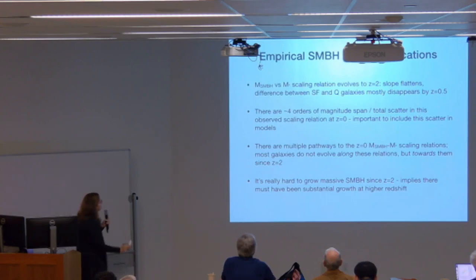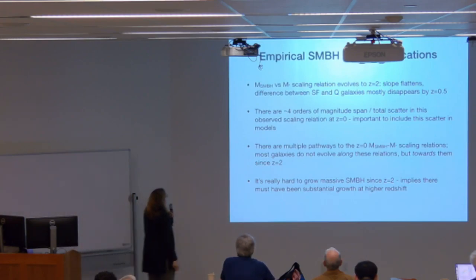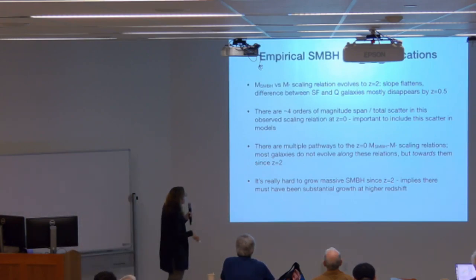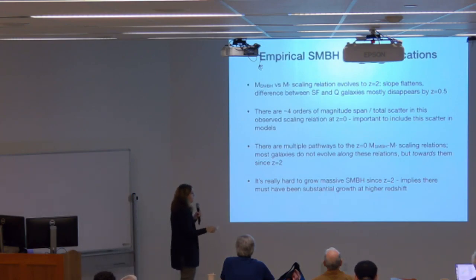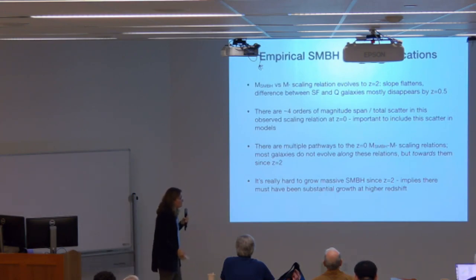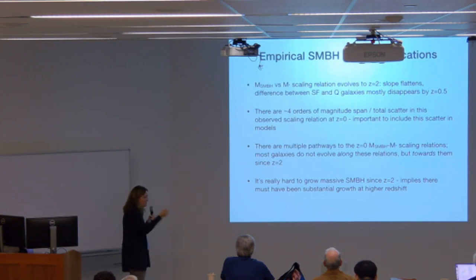Okay, so last slide, the implications. The black hole mass versus stellar mass scaling relation, we're saying that it should evolve to redshift 2. The slope should flatten. The difference between the starburst and quiescent galaxies, that normalization should go away by redshift of 0.5, and the normalization should match at high redshift what it is for quiescent galaxies at low redshift.